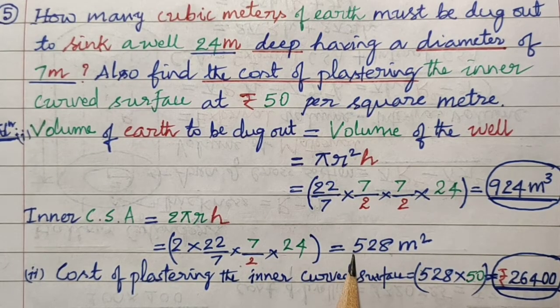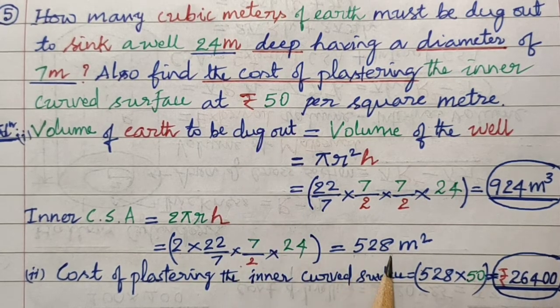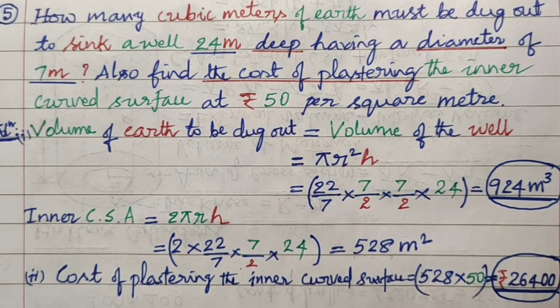Per 1 square meter is 50 rupees. Therefore for 528 meter square it's going to be 528 into 50, that is equal to 26,400 rupees.